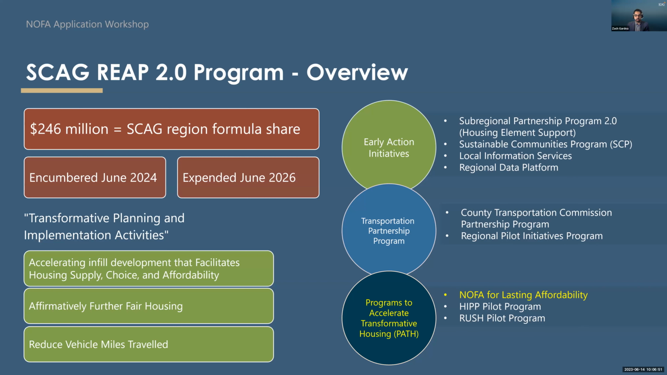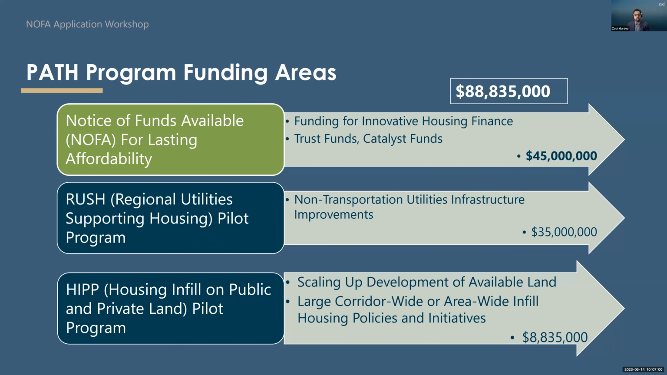The NOFA program falls under the Programs to Accelerate Transformative Housing, or PATH for short. The PATH program has three funding areas. NOFA is the program we're here to talk about today. For reference, NOFA is geared towards housing finance and loan products, primarily for trust funds and catalyst funds.